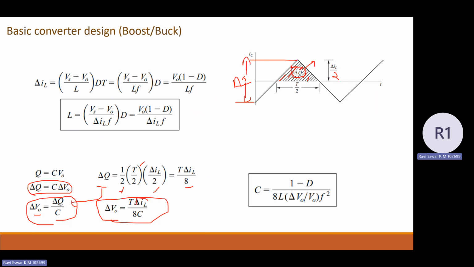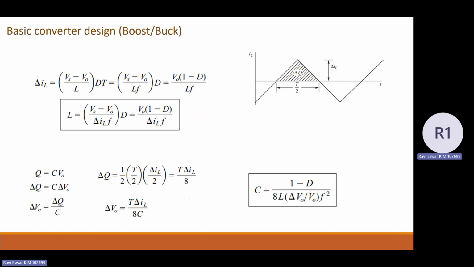Del IL you already know, or else you can simply substitute the del IL equation here. T you already know, since based on the switching frequency you can calculate the T value, and del V is going to be specified by the user. So the unknown value of capacitance you can calculate from this design equation. This is how you decide how much capacitance is required to maintain a particular value of output voltage ripple. This is how you need to design the values of L and C for a buck converter analysis.